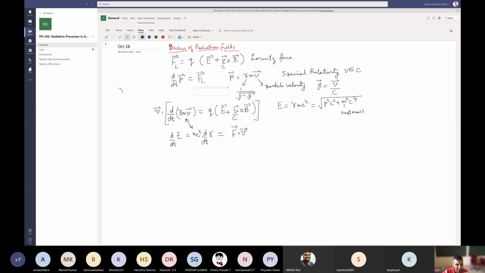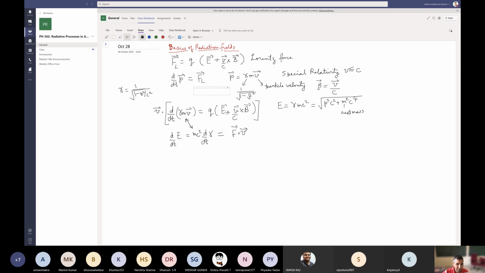Here you have to recall that gamma equals 1 over the square root of 1 minus v squared by c squared. So when you take this time derivative, you also have to take the derivative of gamma, and if you do all the algebra, you get this. I'll not do this, but it's not that hard to show. In fact, I have perhaps given this as a homework problem. So this is the energy equation: the rate of change of energy of the particle is equal to the force dot v.